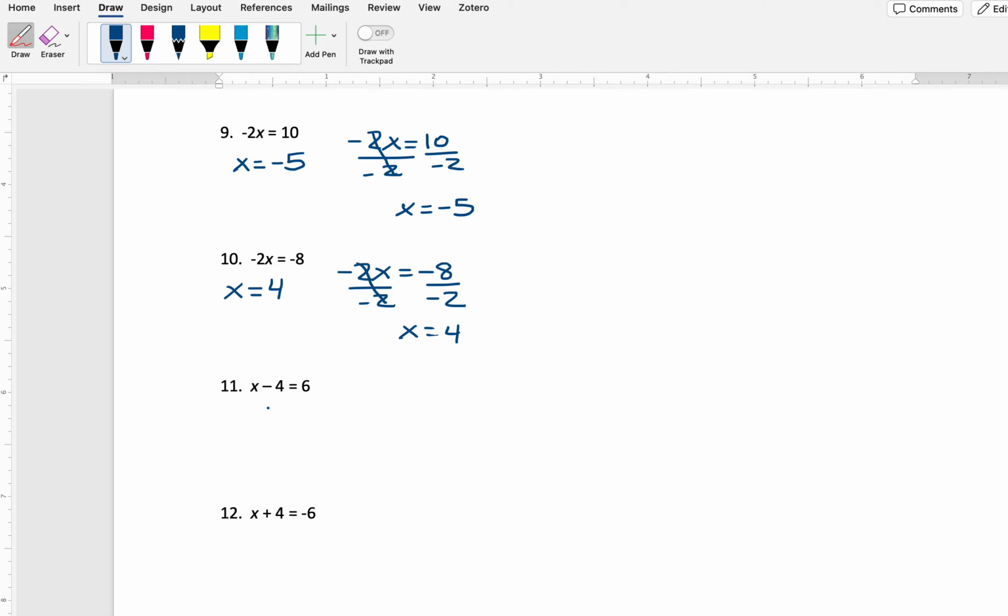For number 11, x minus 4 equals 6. What number, if I take away 4 from it, is going to give me 6? That number is going to be 10. So 10 minus 4 equals 6. In terms of my equation, x minus 4 equals 6. In order to get x by itself, I'm adding 4 to both sides. So x equals 10.